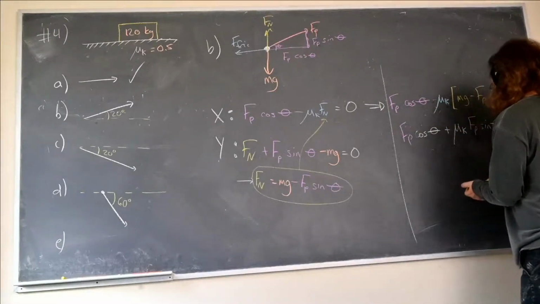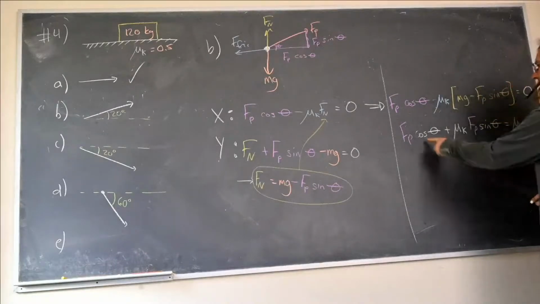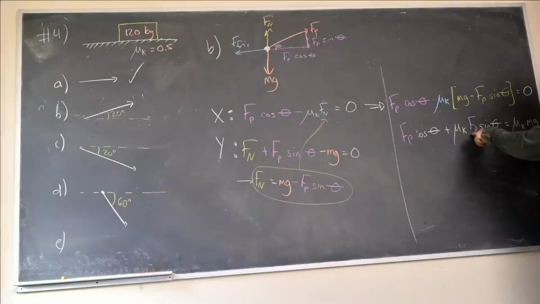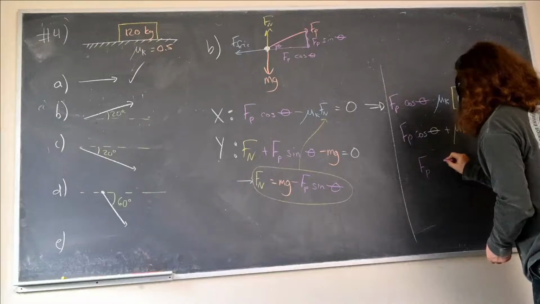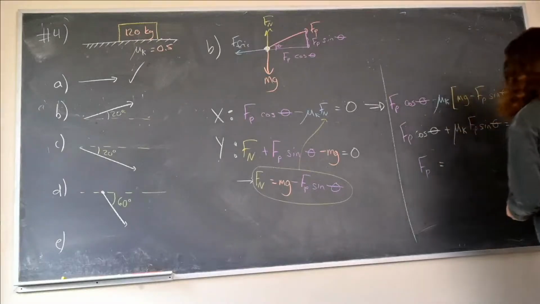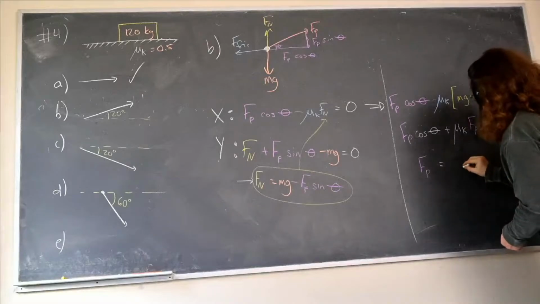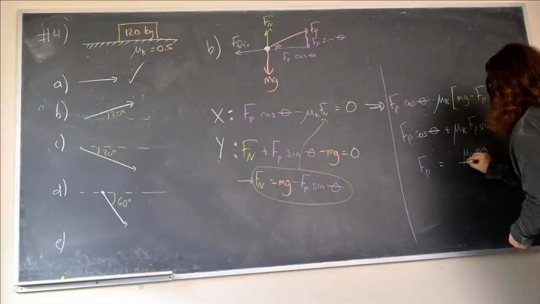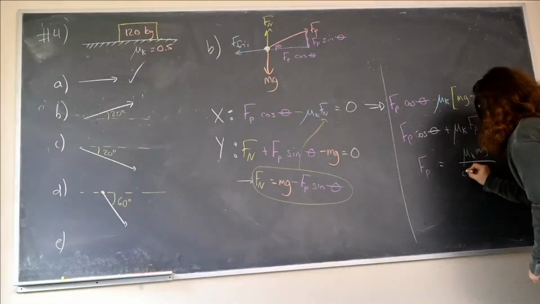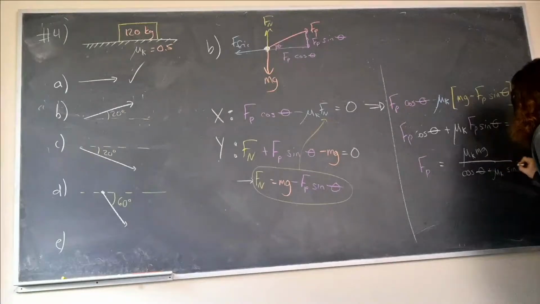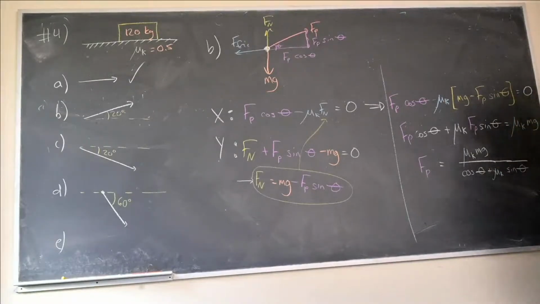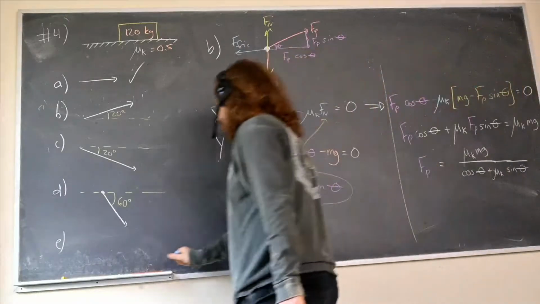Fp. So now what I'm going to do is divide the left-hand side by cosine theta plus mu k sine theta. So that gives me Fp equals, so the numerator is mu k mg, divided by cosine theta plus mu k sine theta. This denominator is just a pure number because trig functions and coefficients of friction are just numbers. This is a force, so my result is a force.